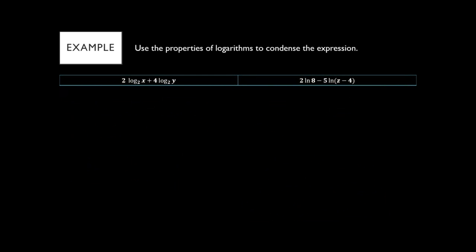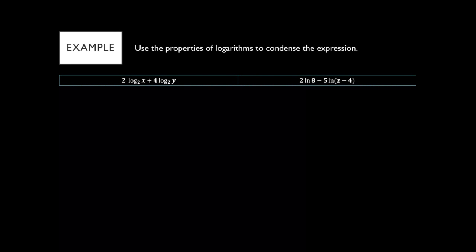Okay, so these are my last two. And now we're going to go backwards. These are already expanded out, and we're going to use the same properties to condense them together. This is a really good way to make sure you know those rules. It kind of tests you. Can you go back and forth? Can you undo what you did?